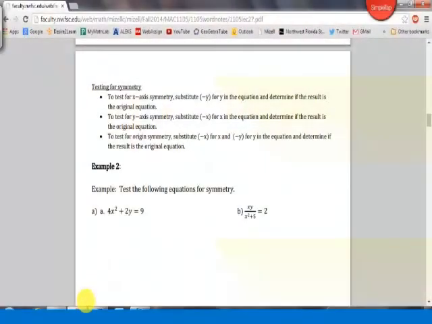4 minutes and change. I don't know if we can do 2 more. We can certainly do 1 more, though. We might be able to do 2 more.